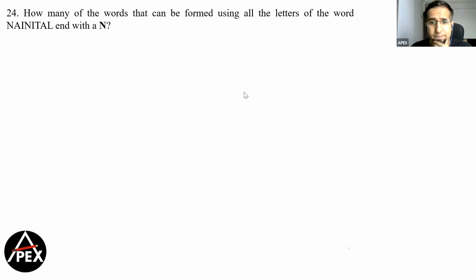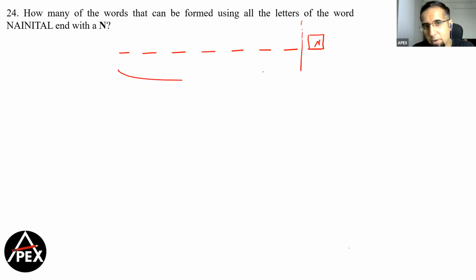Now I want the words of Nainital such that the word should end with an N. So now please understand, when I'm blocking a letter, you divide by those many factorials if we are arranging them. But now here I am blocking my last letter N. If I'm blocking my last letter N, this is treated separately. Now I would be only arranging this part.